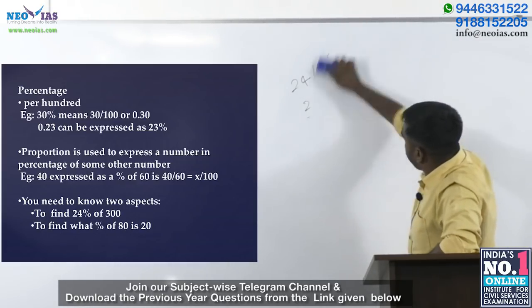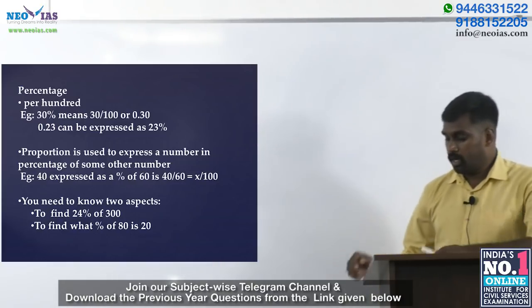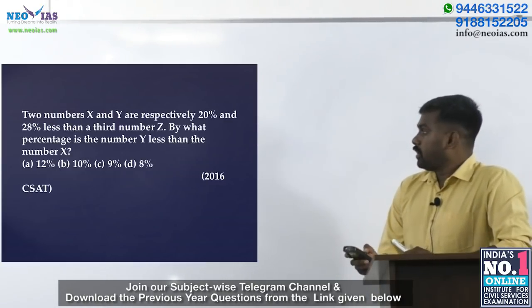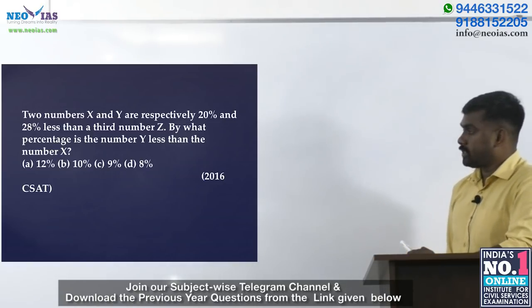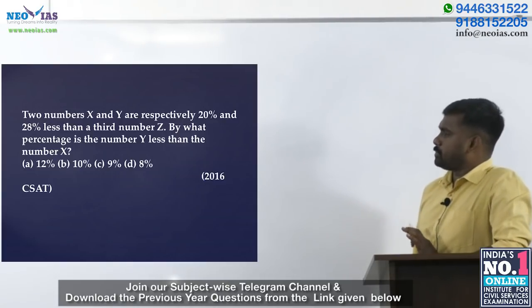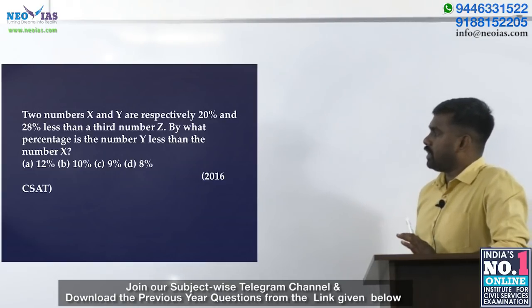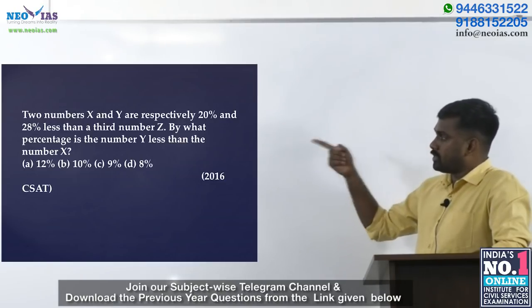So with that, we'll move on to the questions, and the remaining concepts we'll discuss during the questions. So here, the first question, from 2016 CSAT, a much simple question. Two numbers x and y are respectively 20% and 28% less than a third number z. By what percentage is the number y less than the number x?